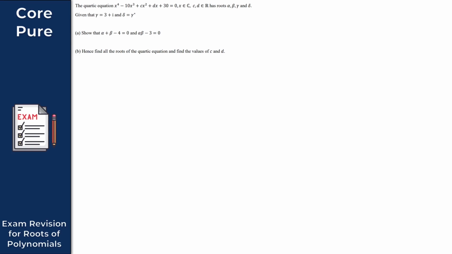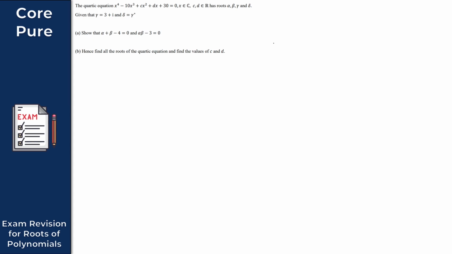And now for the very last question of this video, question 2. As we can see, we're given this quadratic equation, which has roots alpha, beta, gamma, and delta. We're then given 2 of the roots. So I've got gamma is equal to 3 plus i, and delta is equal to the conjugate of gamma here. So these 2 roots occur in a complex conjugate pair. Now for the first part of this question, part A, what we want to show is that alpha plus beta minus 4 is equal to 0, and alpha beta minus 3 is equal to 0.